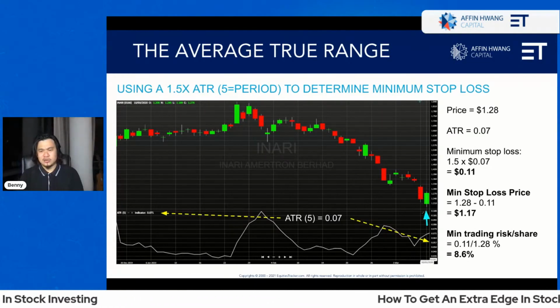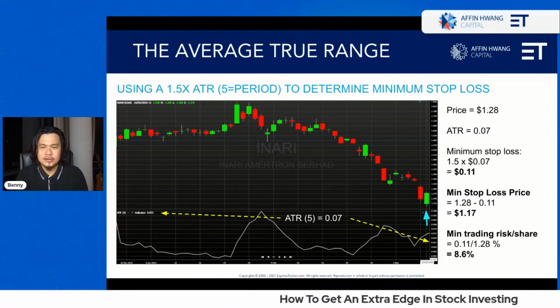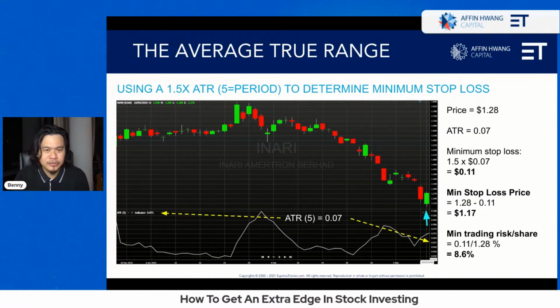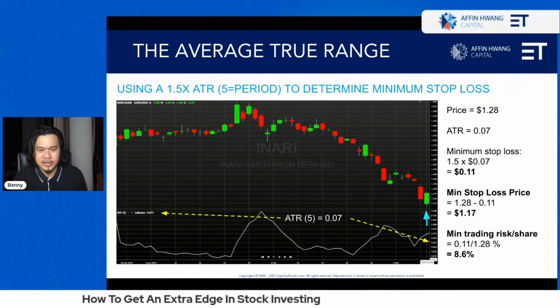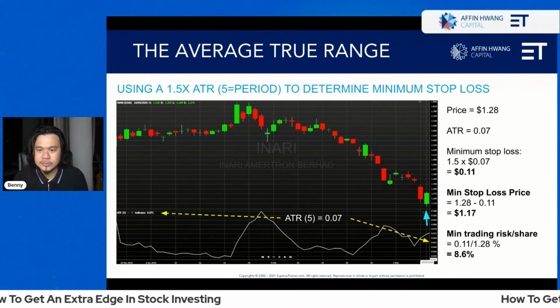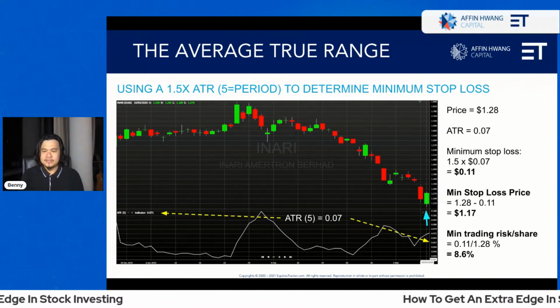The position size is the one that's going to determine your risk, or the percentage on your trading capital. Okay, any more questions?